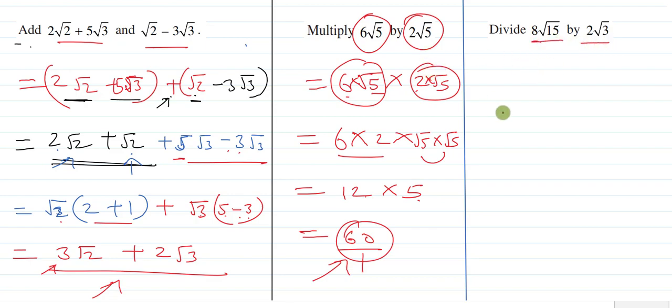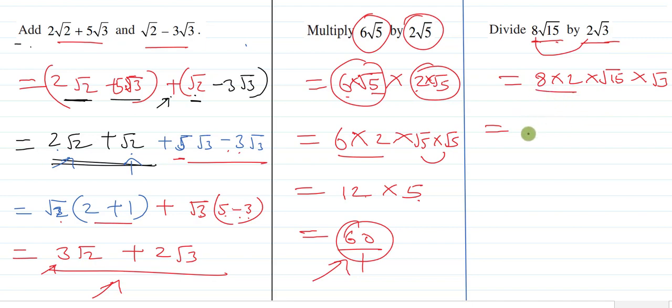Let's solve this. Why we are solving this? We should be able to solve addition, multiplication, division of two irrational numbers. Only a method I am showing you. Here again, what I just said, take the same category of numbers. 8 into 2, root 15 into root 3.